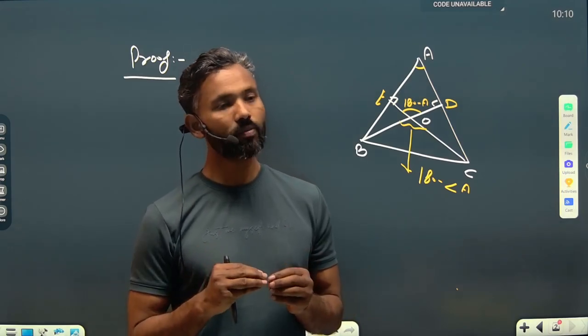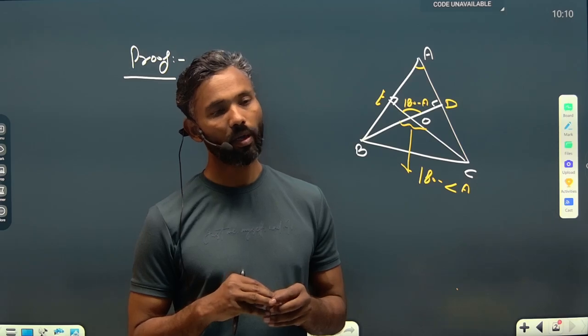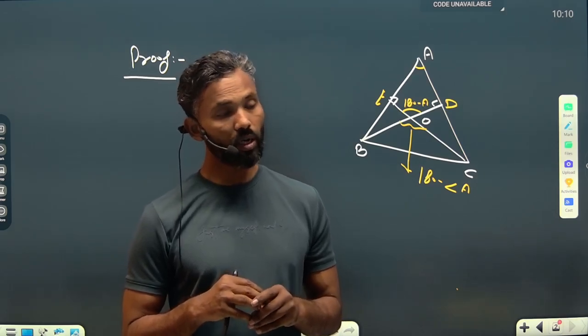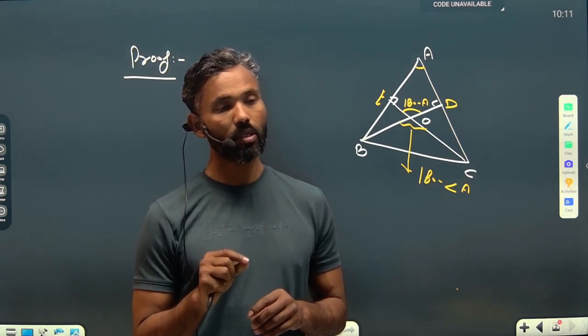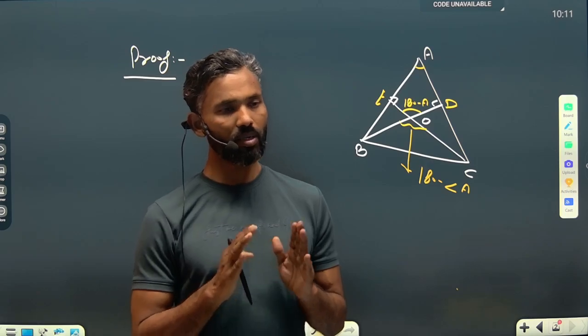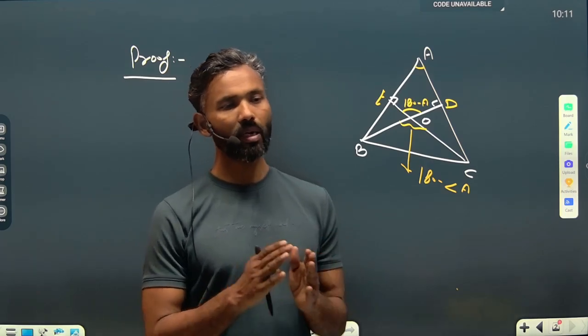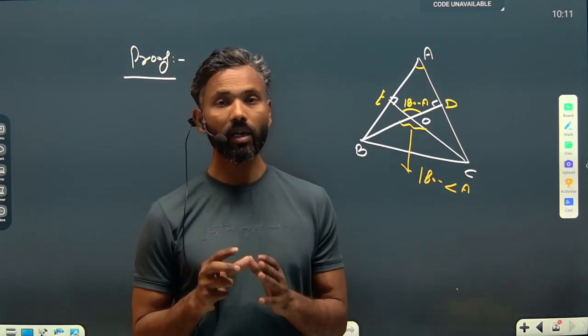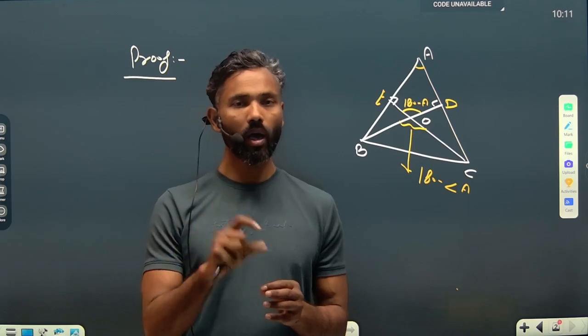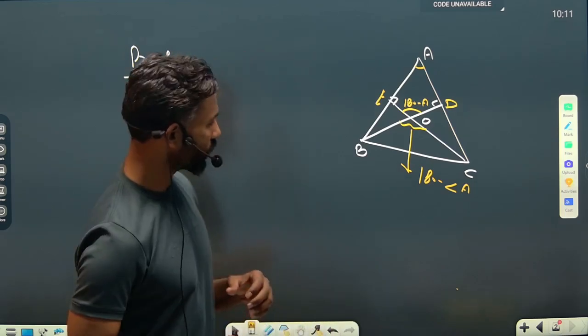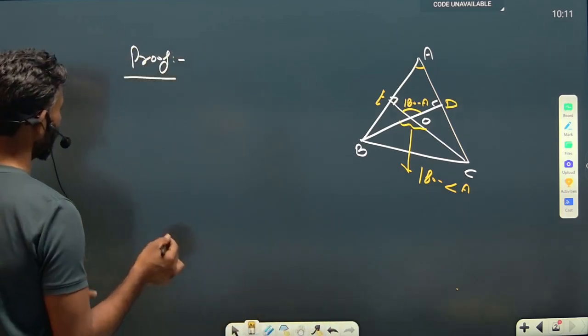The same kind of conditions apply for the orthocenter. The orthocenter is also a center which will not always be inside the triangle. In some cases, it is inside the triangle. In some cases, it is outside the triangle, and in some cases, it will be neither inside nor outside. So I'm going to tell you all these three points related to the orthocenter.